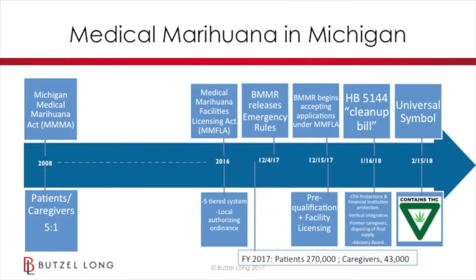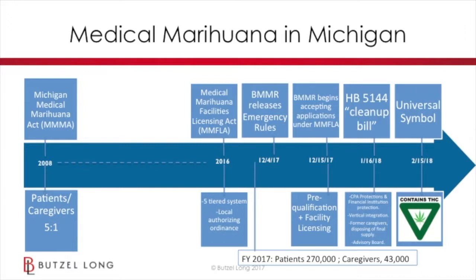We started seeing dispensaries pop up. Those dispensaries were operating in what's been called the gray area for some time, until in 2016, the Medical Marijuana Facilities Licensing Act came into play. That's the new framework which authorizes a 5-tier system. You have your growers, processors, provisioning centers, which are dispensaries. You have safety compliance facilities, which test the marijuana, and you have secure transporters. The idea is you have this 5-tier system that services the industry that passed late 16, and applications for medical marijuana to the state began as of December 15th, 2017.